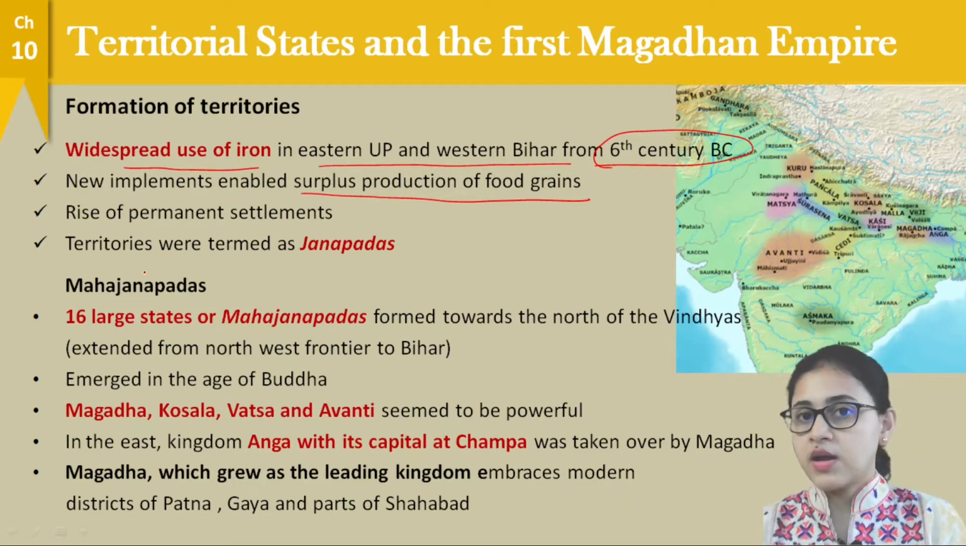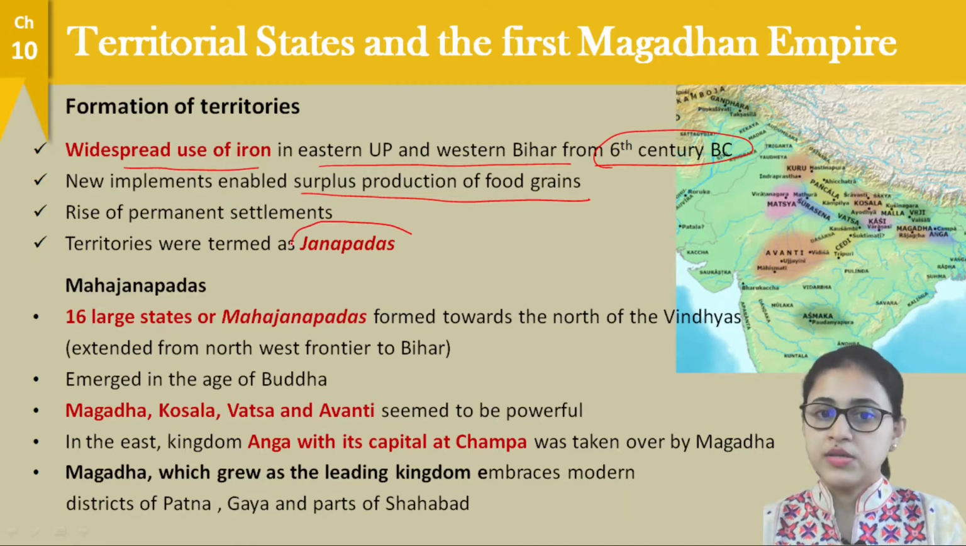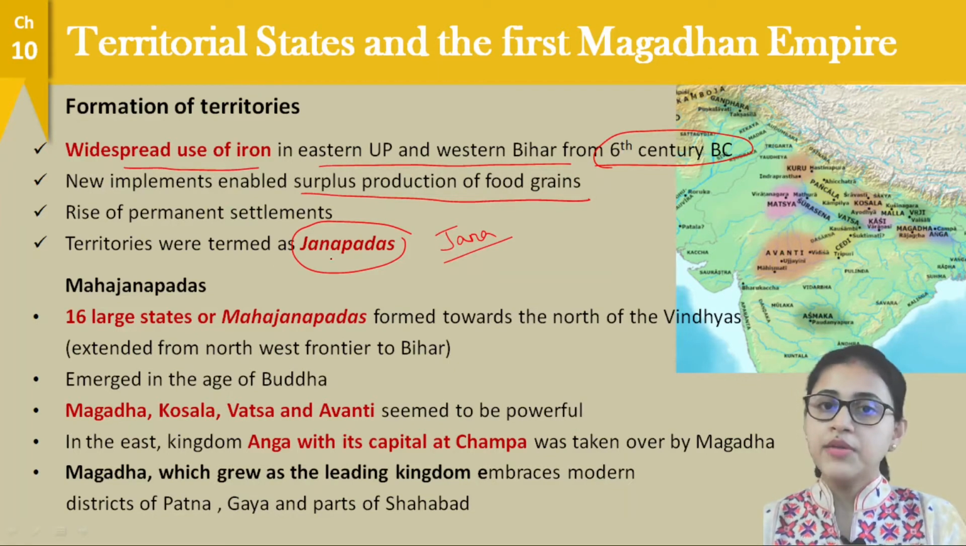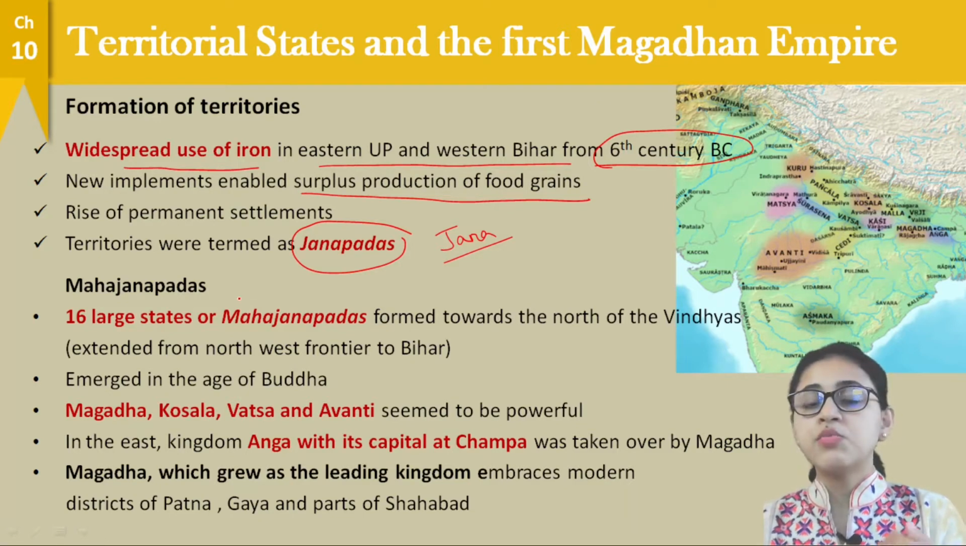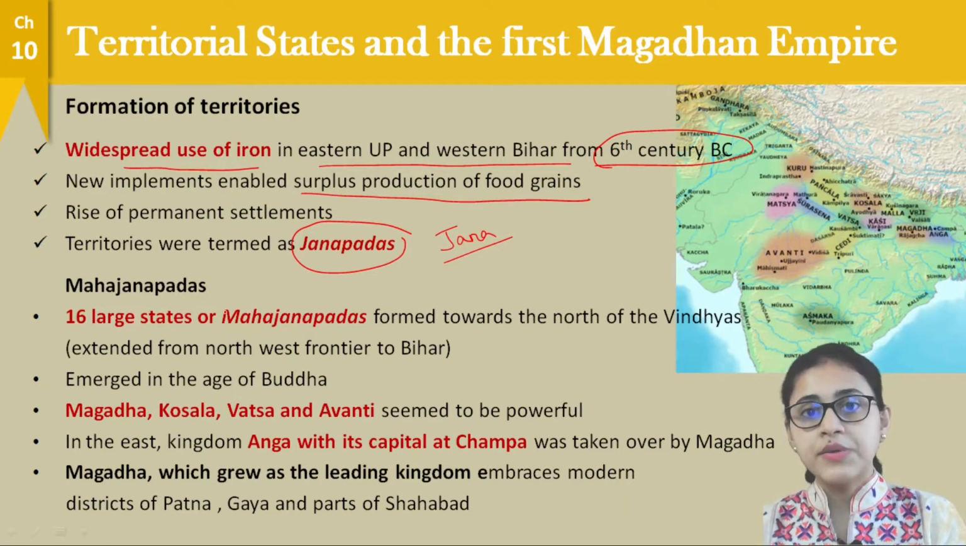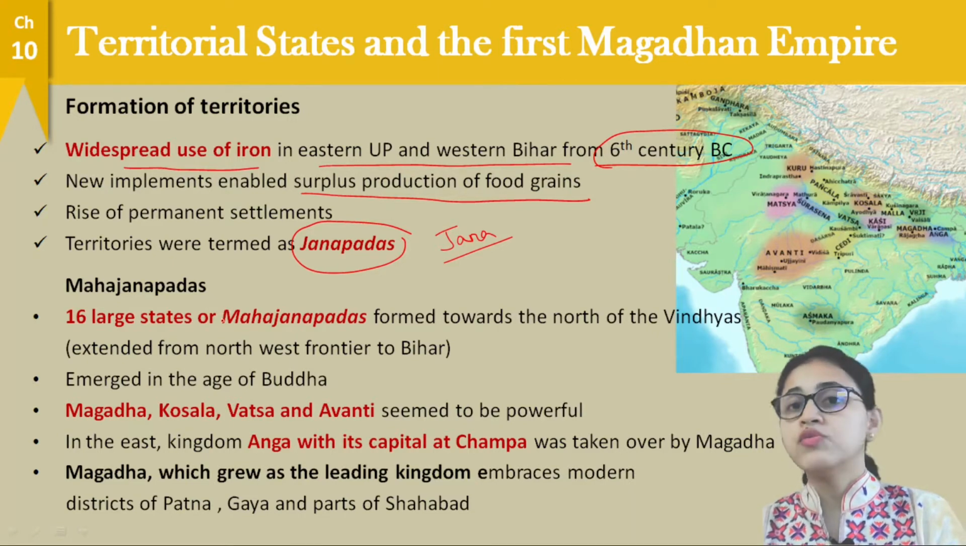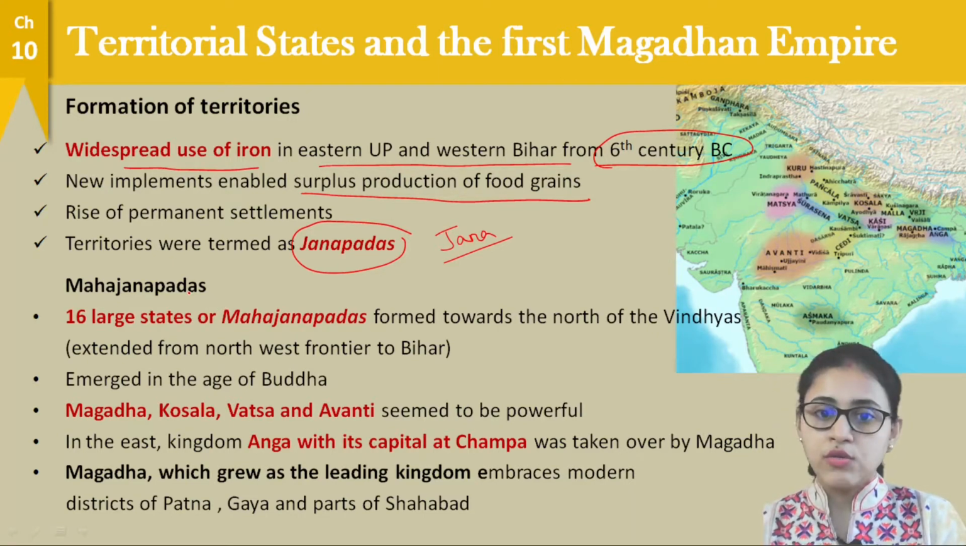Now with increased food grains, people started sticking to their lands, which gave rise to some permanent settlements. These settlements started growing and they became territories which were termed as Janapadas. If you remember, while discussing the later Vedic period, we have the term Jana. Jana means the tribe, right? In this period, people started attaching themselves more to the Janapada, that is the territory, rather than the Jana or the tribe to which they belonged. So this is how the Janapadas came into existence.